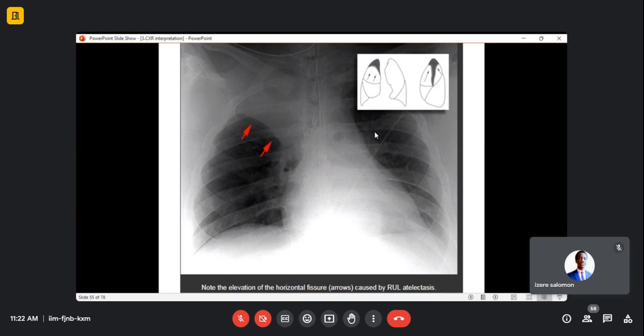Those are diagrams showing the same. When you do the lateral view, it will show like here. Clear? Note the elevation of the horizontal fissure caused by right upper lobe atelectasis or collapse. You can call it atelectasis or collapse. I remember I told you.